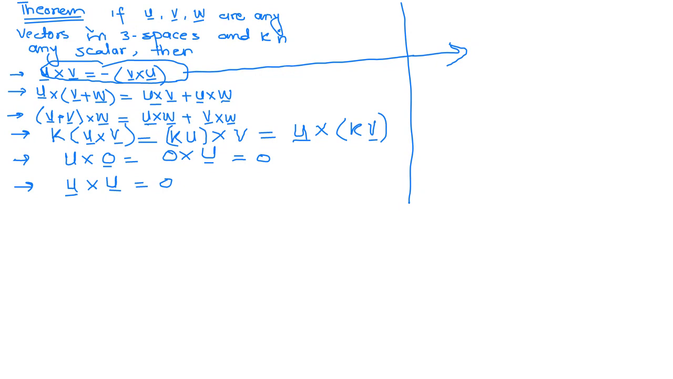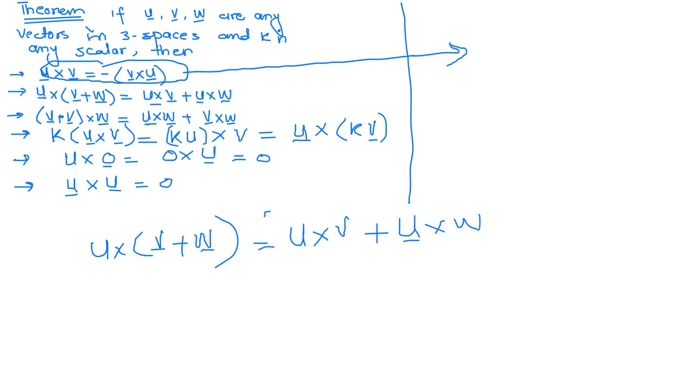For example, if I take the second property, that u cross (v plus w) is equal to u cross v plus u cross w. Okay, if you want to show that, let me prove this property for you. u is any vector you can choose, for example u1, u2, and u3, and v is any vector, for example v1, v2, and v3.